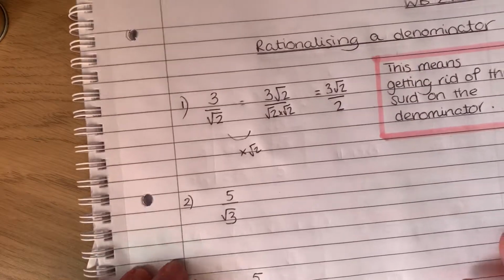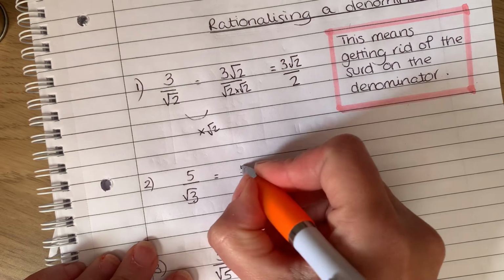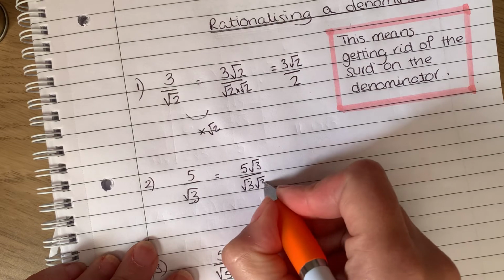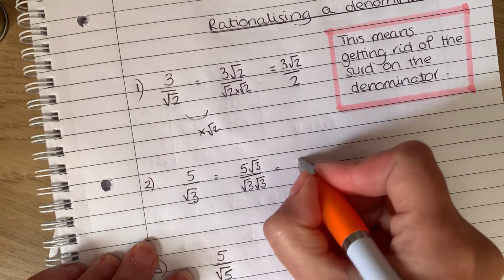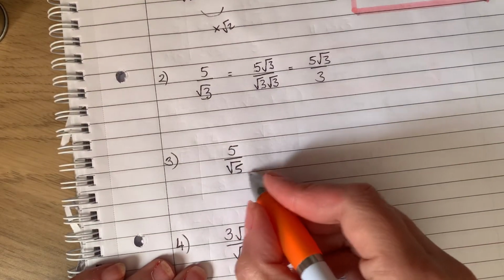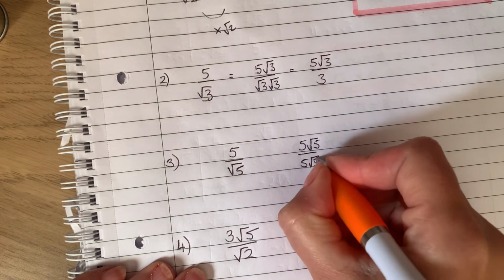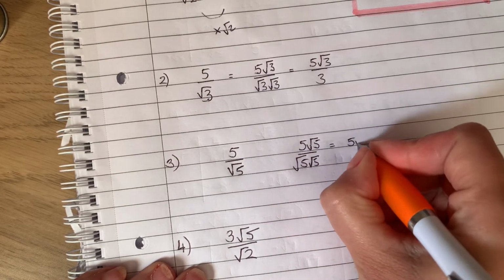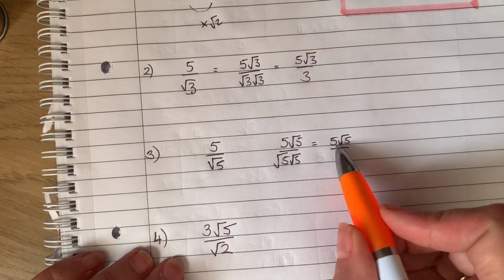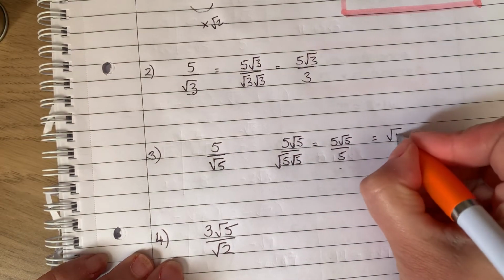Okay, so let's try the next one. We've got to times this by root 3. So that means 5 root 3 on the top and root 3 times root 3 on the bottom, which we know is 3. Next one, got to times by root 5, so it'll be 5 root 5 on the top and root 5 times root 5 on the bottom, which is 5. Now, this one can actually be simplified. What is 5 root 5 divided by 5? It'll be 1 root 5. So the answer to that one will just be simply root 5.